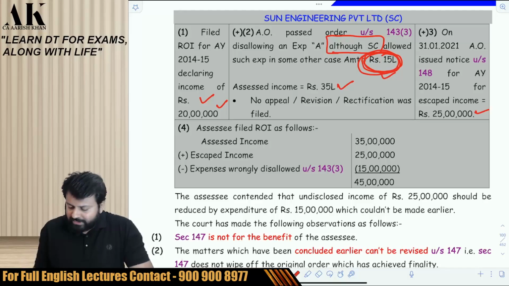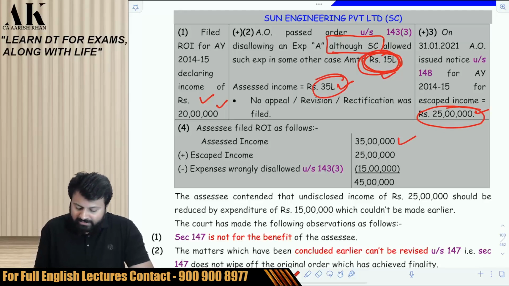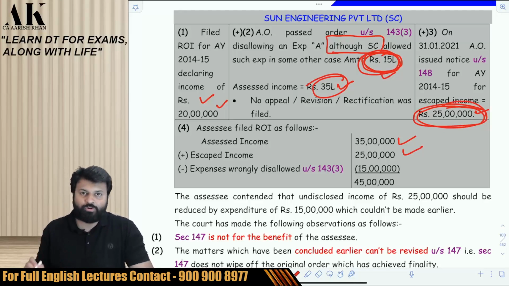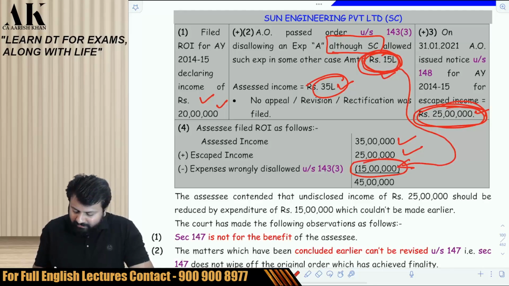Now after a few years, AO found some escaped income. Okay. And he told me to file the return. So how am I filing the return? 35 lakhs already assessed. 25 lakhs newly found income. And then what I am trying to do is, the expenditure which was wrongly disallowed earlier, I am trying to take deduction of that expenditure.